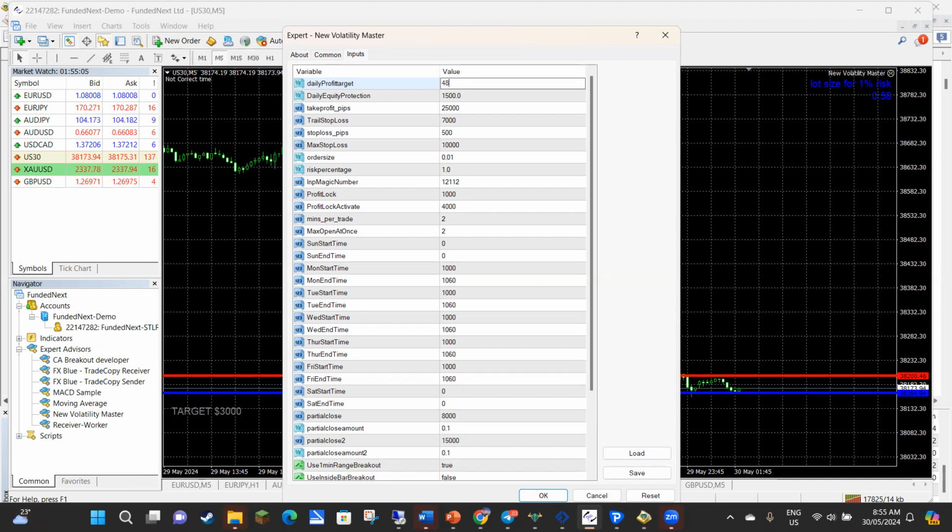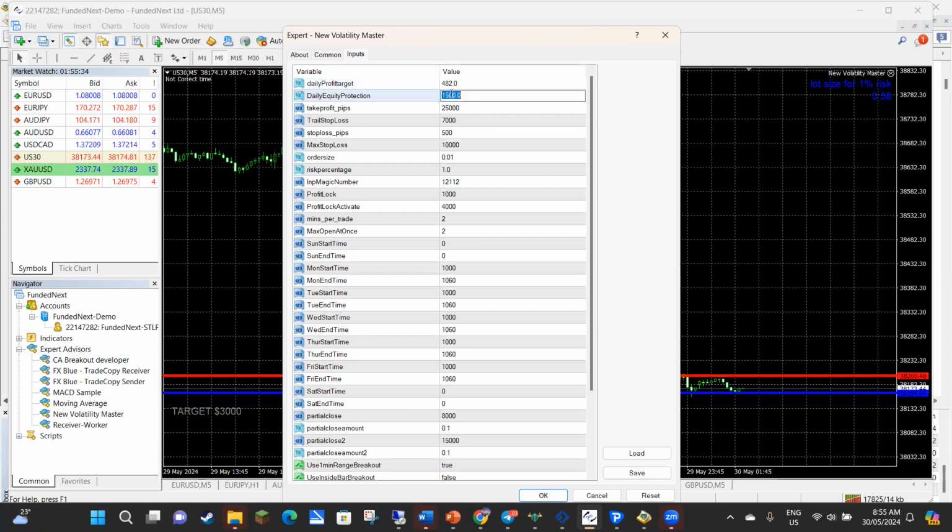So I'm going to put in 480, which is 8% of my $6,000 account. I might just add an extra couple of dollars just to make sure I definitely make 480. I don't want to make $479.98 or anything, because I wouldn't pass. Just to cover myself. So that's all that is.